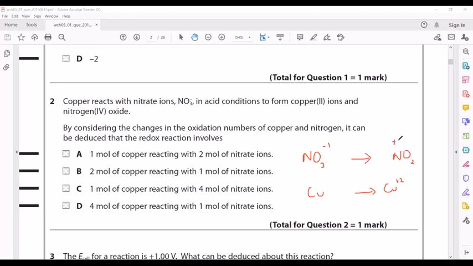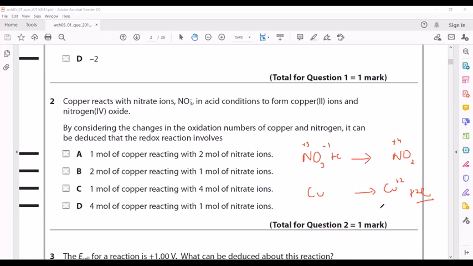So in nitrate, here is plus 4 and here one oxygen is minus 1. So when we write the overall charge, this will be plus 5. Plus 5 changes to plus 4. How will the plus 5 change to plus 4? By gaining electron. But copper is actually losing 2 electrons and nitrate ion is gaining only 1 electron.